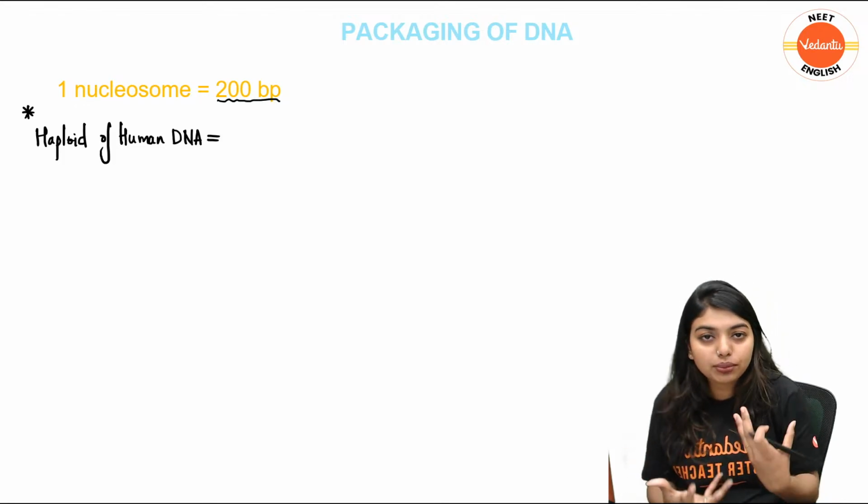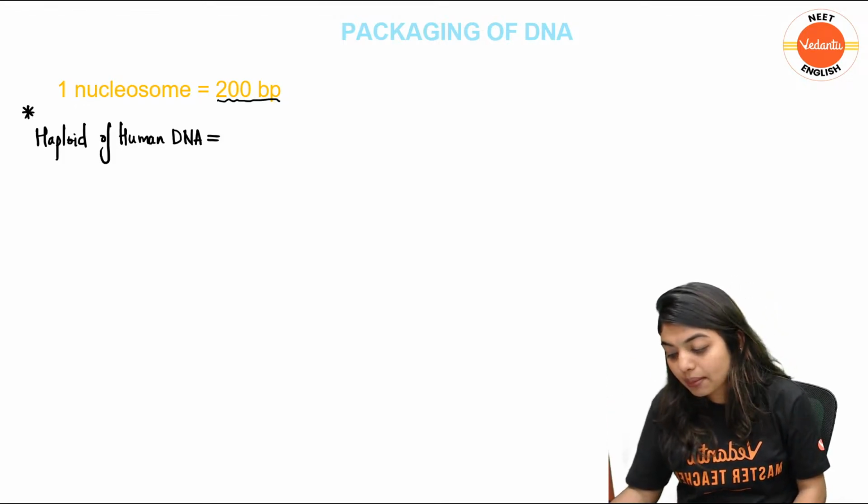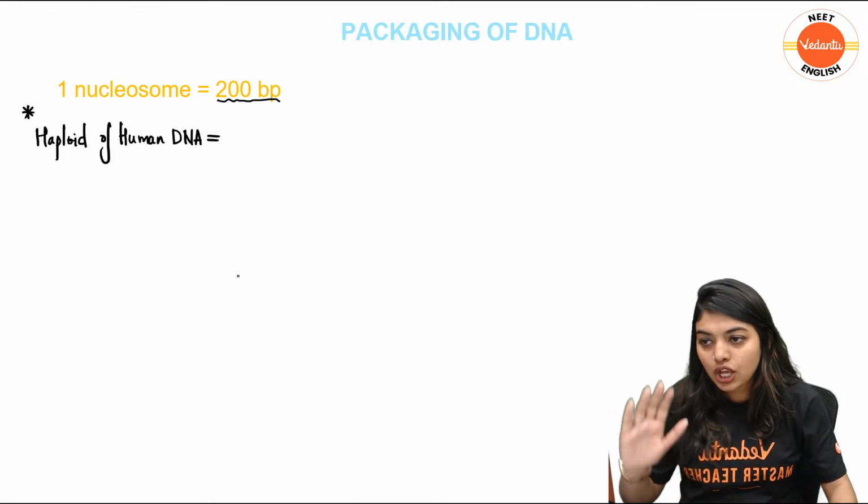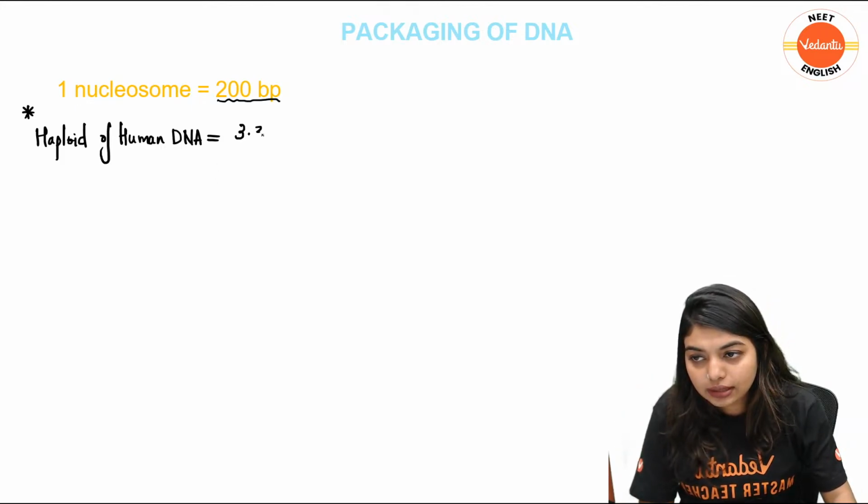That's why you need a teacher who will make you understand, right? So these things can come as PYQs. So please make a note of it. Students, we told that haploid DNA in the textbook is given as 3.3 into 10 to the power 9 base pairs.